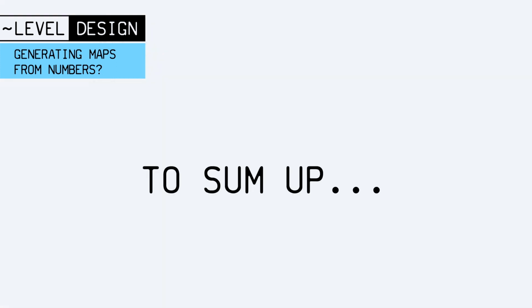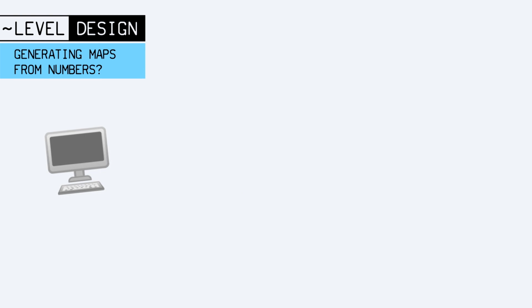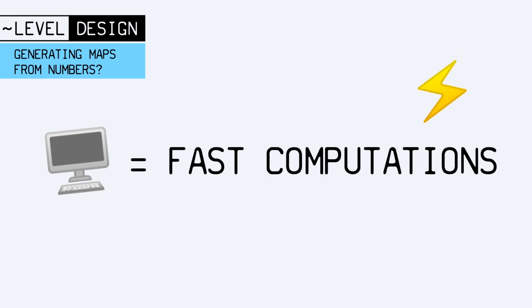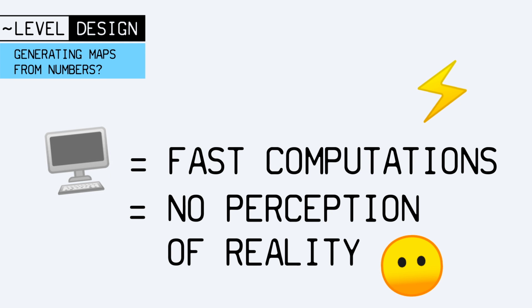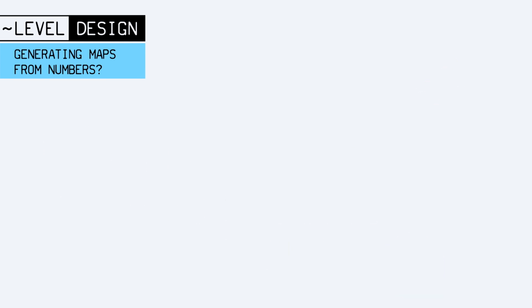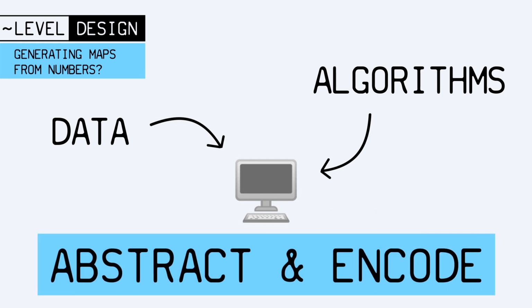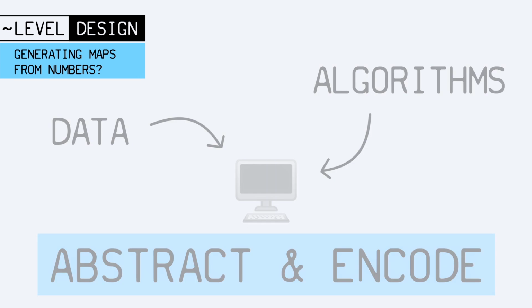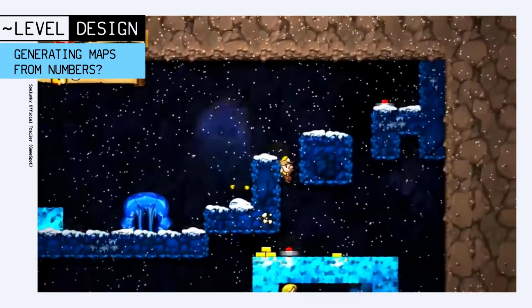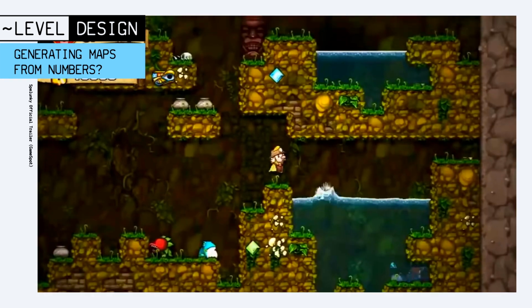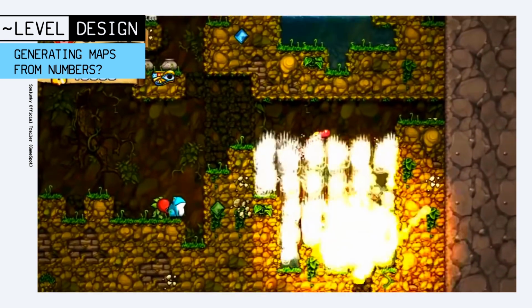To sum up, you have to remember that computers are strange beasts that can perform computations blazingly fast, but are also quite dumb when it comes to perceiving reality. In order to work, they have to be fed the right data and the right algorithms, which means you'll have to abstract and encode your problem the right way. But once you're done and you've told the machine what to do, you are in for one hell of a ride.